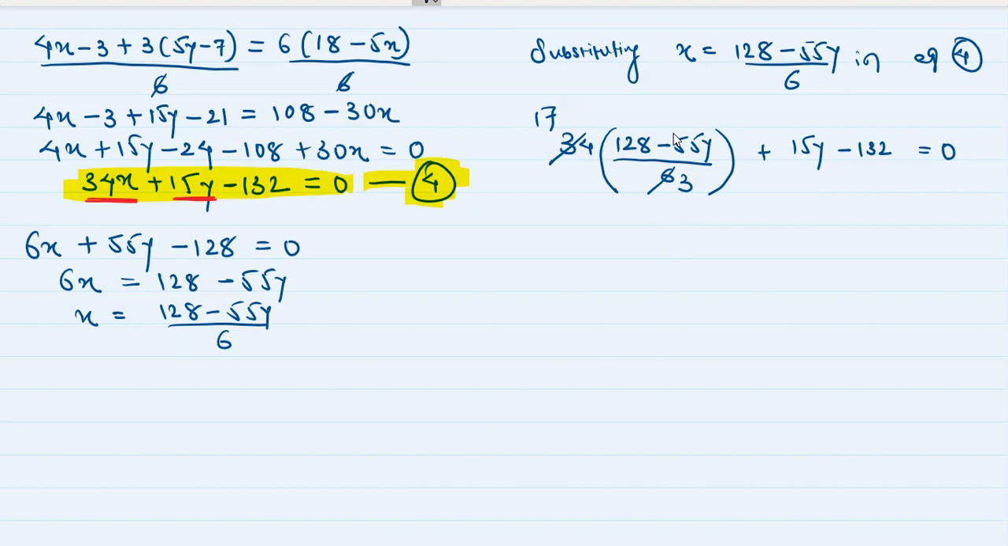Okay, so 17 multiplied by 128. 17 multiplied by 128 is 2176, minus 17 multiplied by 55. 17 multiplied by 55 is 935y.